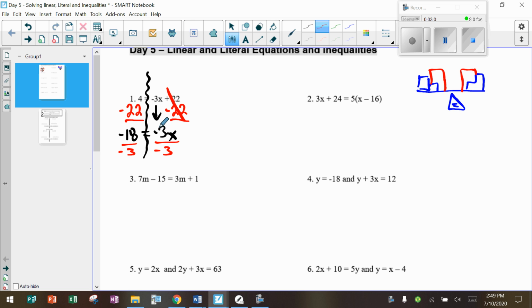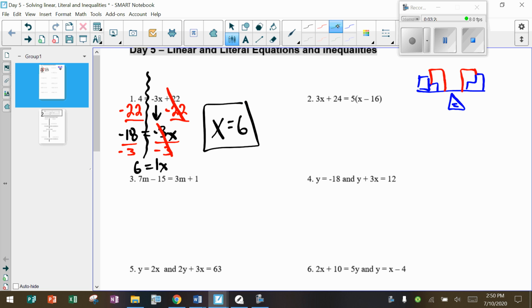Negative 3 divided by negative 3, any number divided by itself cancels out to be 1. So technically this turns into a 1x. Negative 18 divided by negative 3, go to your calculator if you need. Negative divided by negative is a positive. 18 divided by 3 is 6. So 1x is equal to 6, which is the same thing as saying x equals 6.